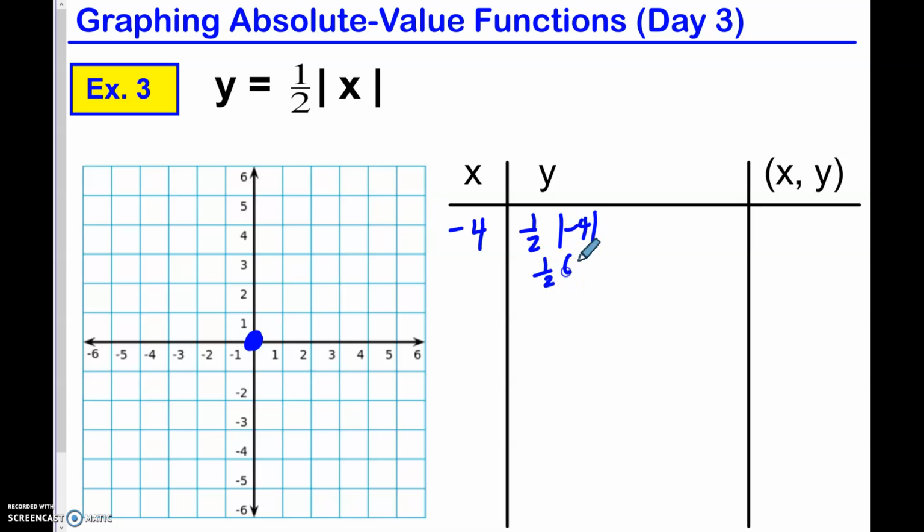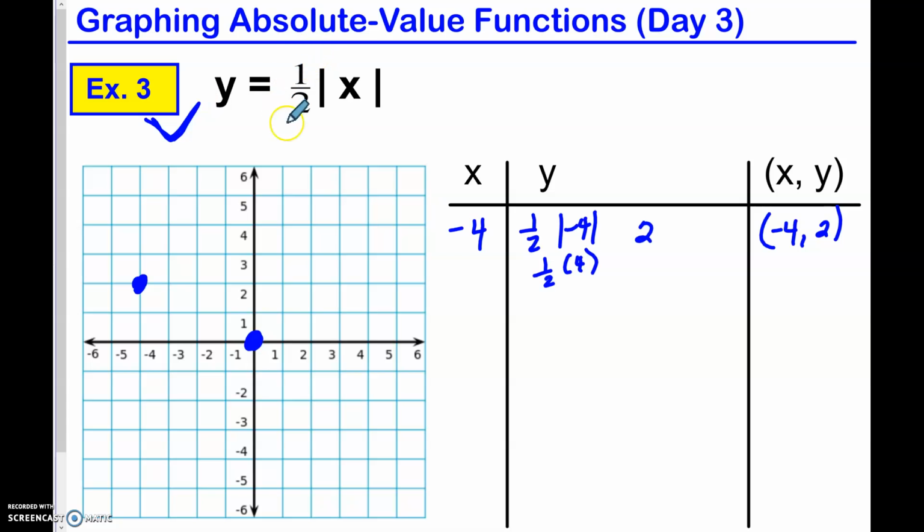So what's 1/2 of 4? And we get out a 2. So we have the ordered pair -4, 2. So -4, 1, 2, 3, 4, and we're going to go up 1, 2. All right. So if we had to guess, we already said the vertex is going to be at 0, 0. This is a positive number, so I'm guessing that my vertex or my V is going to open up.